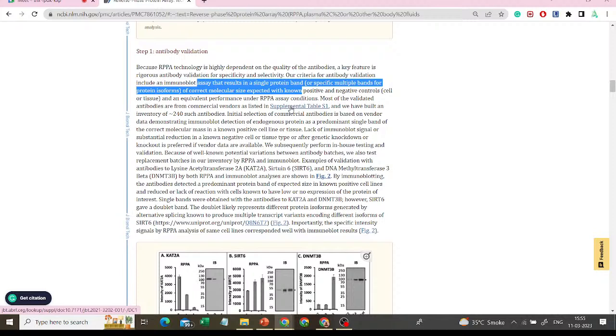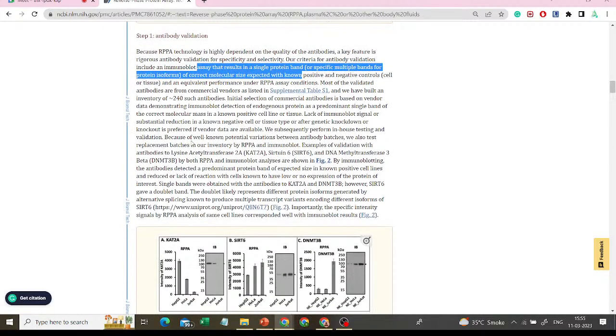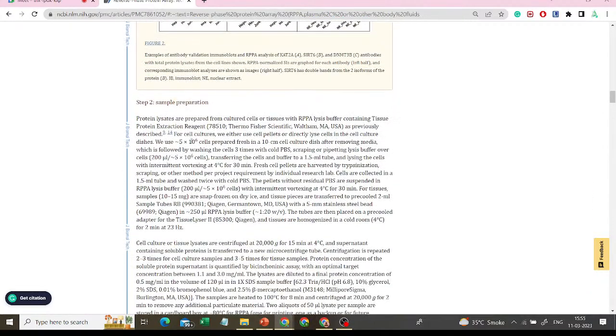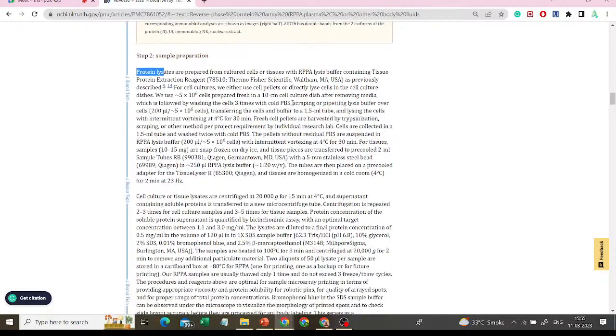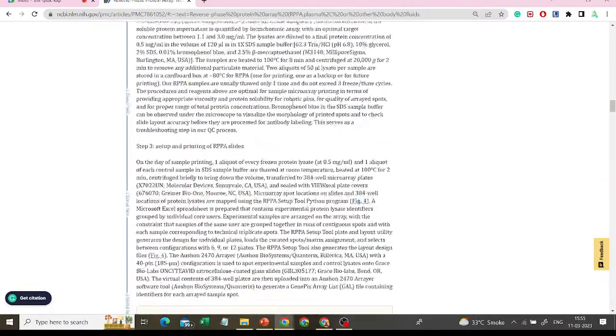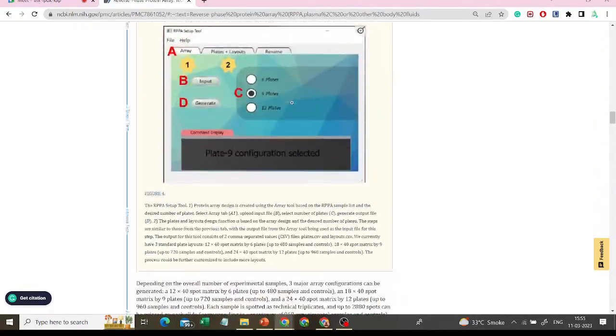Most of the validated antibodies come from an inventory. So a single sharp band coming in the Western blot for a particular protein, you can take those forward. And then this is for the sample preparation using the RPPA lysis buffer which has been used, and then the setup for printing the RPPA slides.